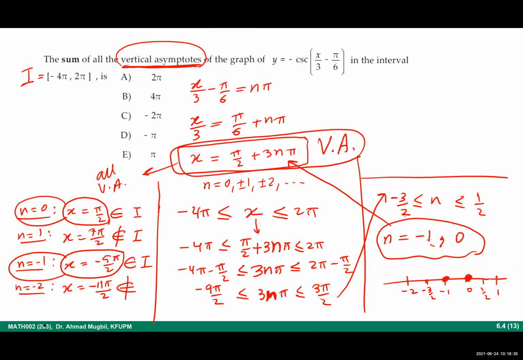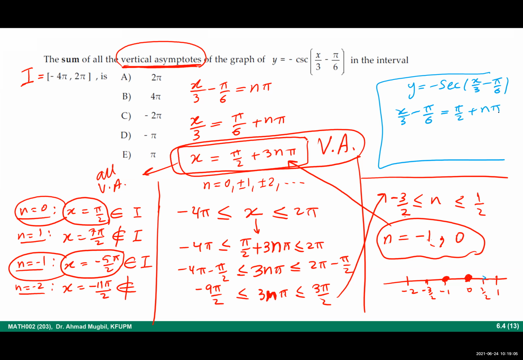Now my question is, what if it was cosecant? What will be the difference? For secant, the graph looks like this. What will be the difference? You will put pi over 2 by x, not pi. You will put x over 3 minus pi over 6 equal to what, to find the vertical asymptote? Equal to pi over 2 plus n pi, not n pi. And you can continue the same way.